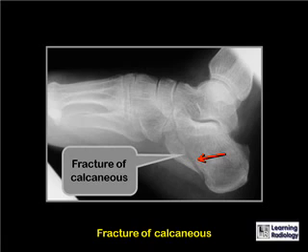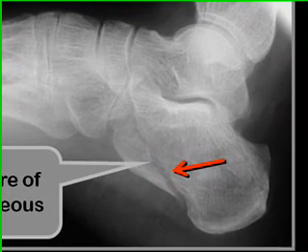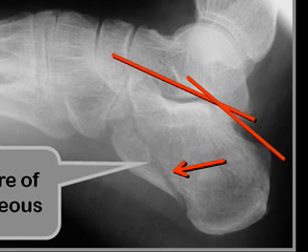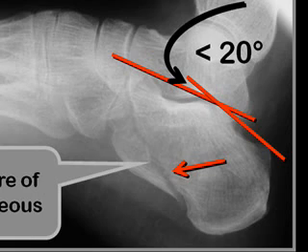This patient has a fracture of the calcaneus, which is shown by the red arrow. And if we look at Bowler's angle in this patient, it becomes obvious that it is flattened and measures much less than 20 degrees. It measured about 8 degrees in this patient.